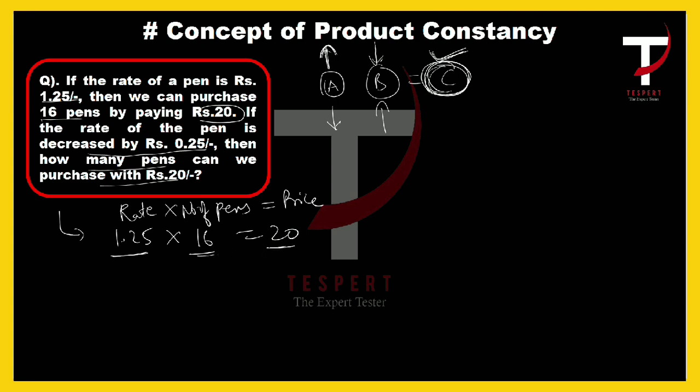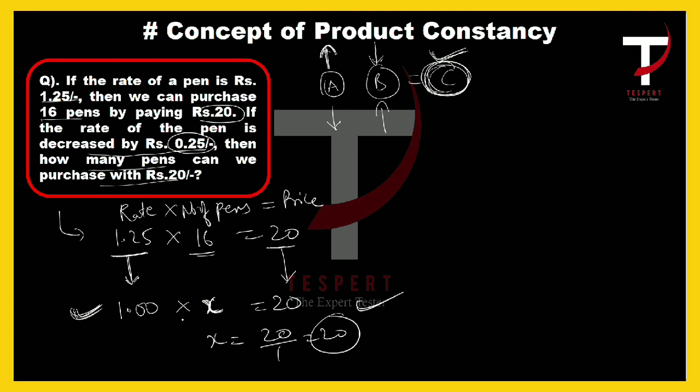But in the second case, this 1.25 got reduced by 0.25 rupees, so the final price became 1 rupee. We are asked to find out how many pens we can purchase in this case. If you spend 20 rupees as it is, let us assume the number of pens that we can purchase to be X. So X is equal to 20 by 1, which is equal to 20. So we can purchase 20 pens here. So what happened? You observe the rate got decreased. However, the number of pens got increased.